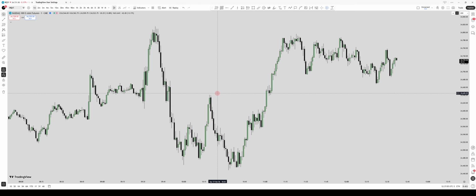In today's video, I'm going to be talking about the new ICT PD array, which is the suspension block, how to use it, what it is, what to anticipate, and so on.